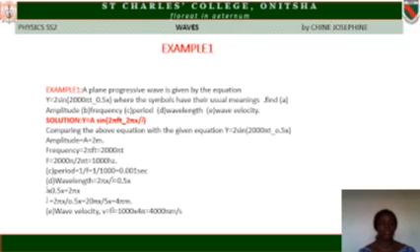Then the next one is period. Period equals 1 over frequency. Then when you substitute, we have 1 over 1000. Remember, 1000 hertz is frequency. Then when you substitute, we have 0.001 seconds. Remember, the unit of period is second.